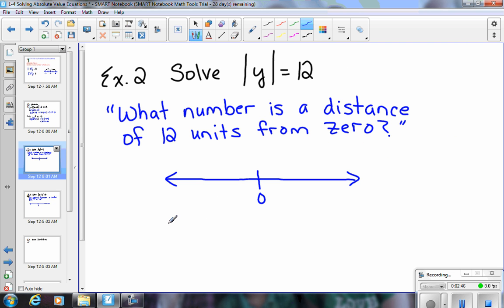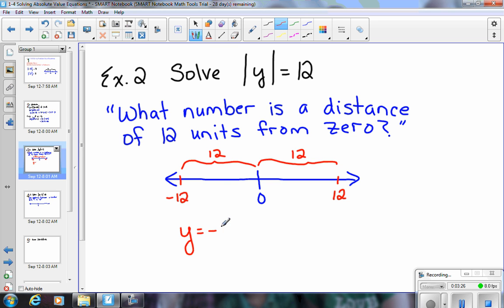Here's an equation we need to solve, an absolute value equation. So here we're asked to solve for y, the absolute value of y equals 12. So this is the question you need to think about. This is saying, what number is a distance of 12 units from 0? Well, it could be 12 units this direction, which would put us at 12, or it could be a distance of 12 in the opposite direction, which would put us at -12. So actually, there are two answers.